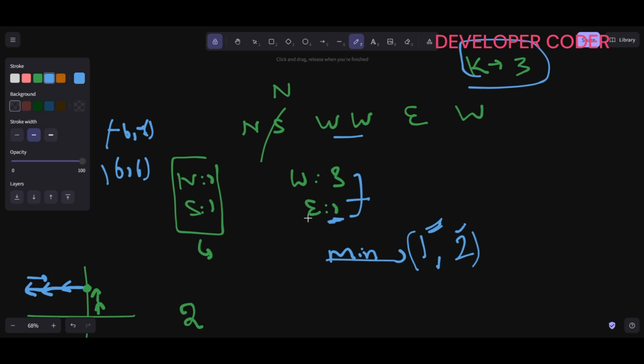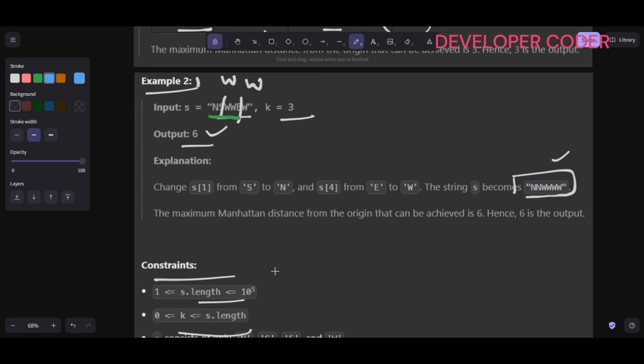So only 1. If I change this E to W, then this arrow is going to move to this direction. In the up direction you are going to get your y as 2, and in this direction you are going to get minus 4. For the absolute value you take 4 plus 2, that is nothing but 6. 6 is your output. Very simple, that's what you need to do. Let's write the code with this approach.